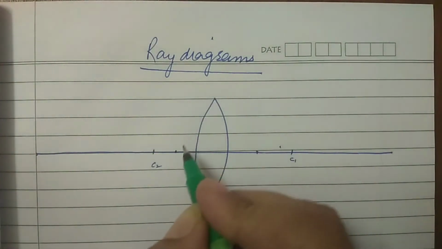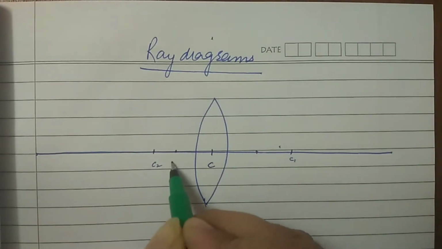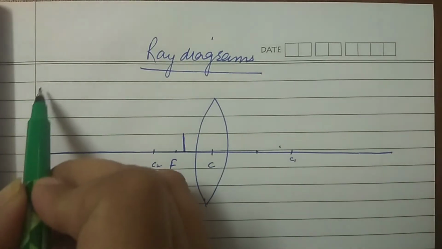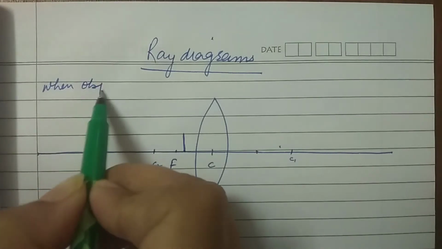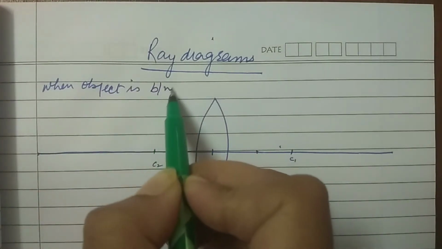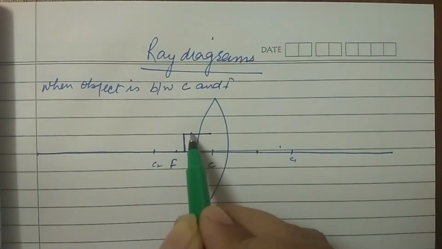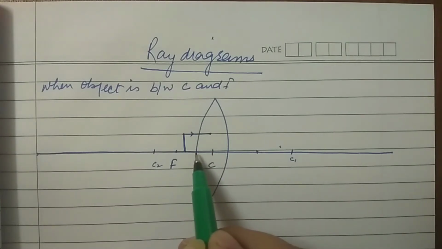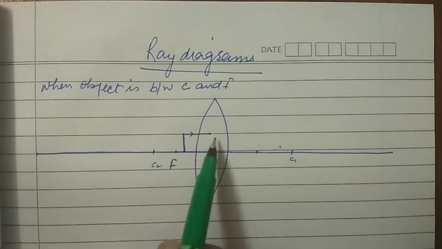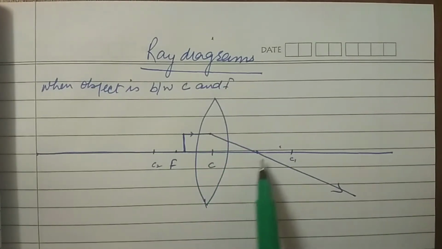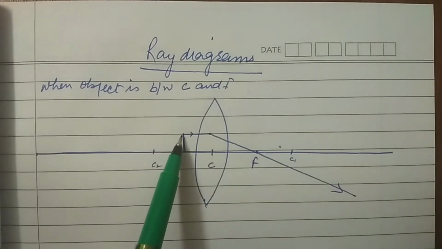First, let us consider if the object is lying between the optical center and focus. If the object is lying here, this is the first case we are taking, when the object is between optical center and focus. Then the ray, we know that the ray which is moving parallel to principal axis will pass through the focus after refraction through the lens. So it would pass through the focus. And second, the ray passing through optical center will go as it is without any deviation.